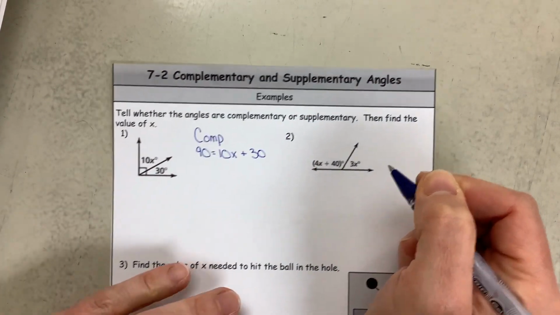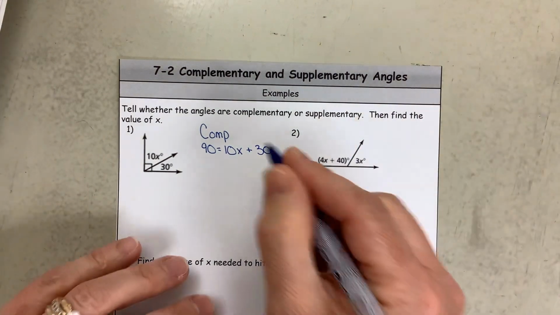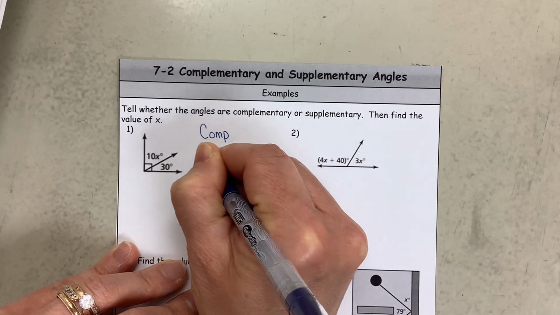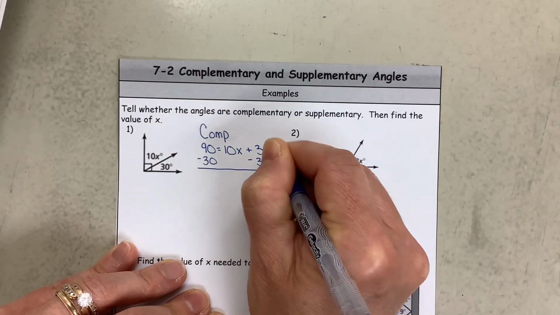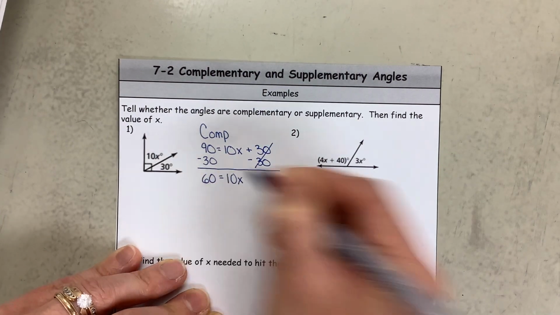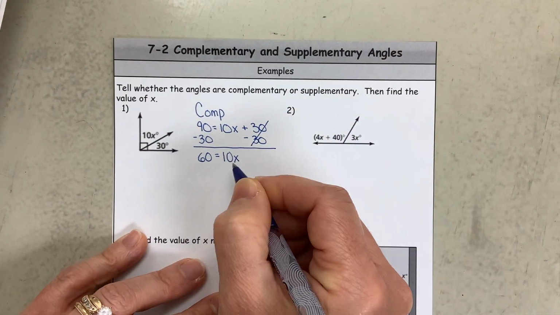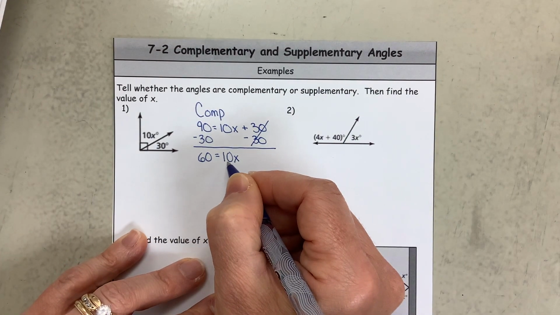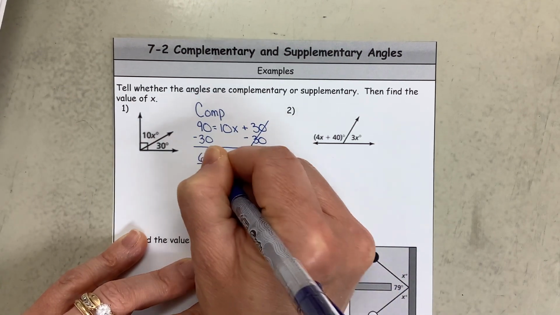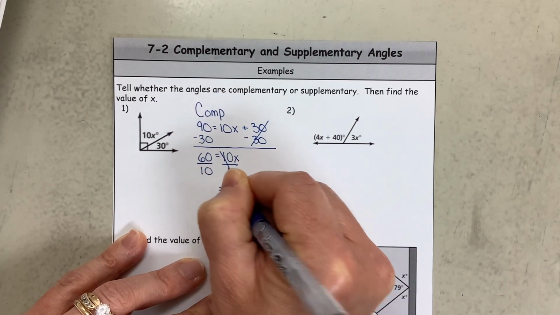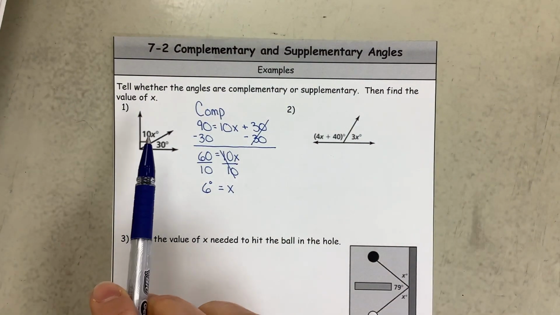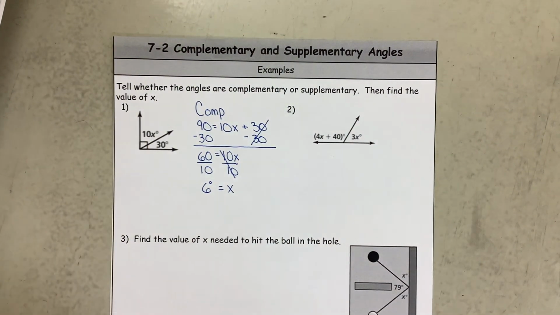Now again, we are going to be using our solving equation steps. We want to solve for the 10x, so we're going to do the inverse. We're going to subtract the 30 from both sides. That leaves us with 10x equals 90 minus 30, which is 60. We need x alone, so we're going to get rid of the 10. This is a coefficient and a variable, so instead we're going to divide by 10. That leaves us with x equals 6 degrees. So this one angle would be 60 degrees, and then this angle is 30 degrees.